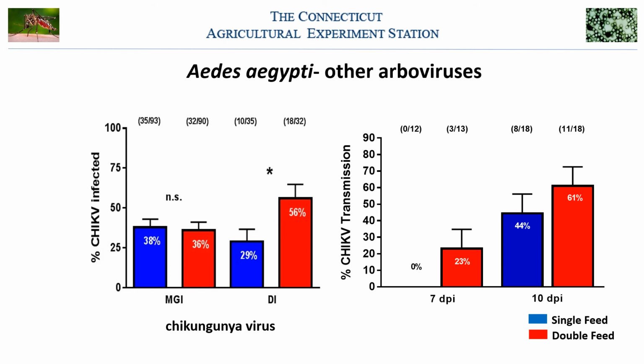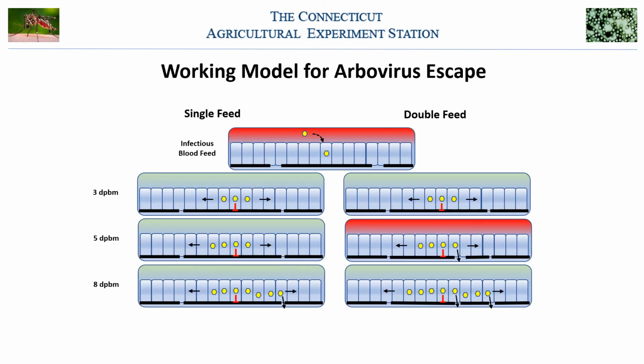So what we're observing here is that this second blood meal definitely seems to be facilitating virus escape from the gut at these early time points. The working model is that under a single feed scenario, virus comes in during a blood meal, and some cracks are formed right here and here. Virus starts replicating, spreading cell to cell along the mid-gut epithelial cells, and the cracks start recovering.